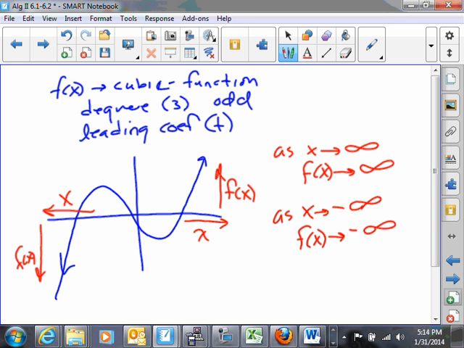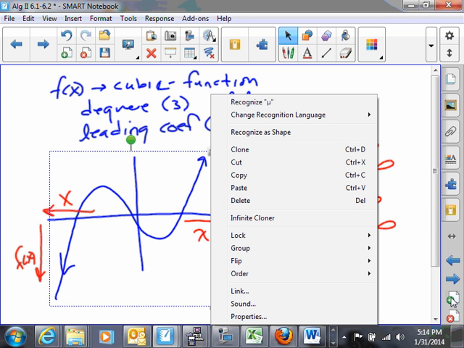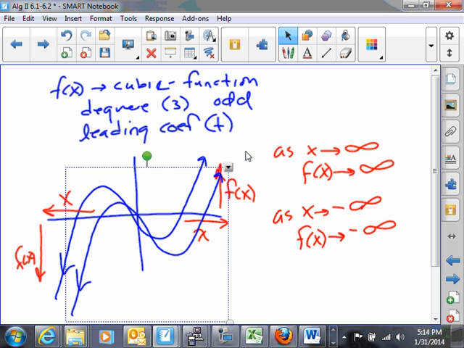Now, think about this with me. If we were to multiply this function by -1 after the function were performed, what that would do is that would reflect this function over the x-axis. Let's see if I can do this.